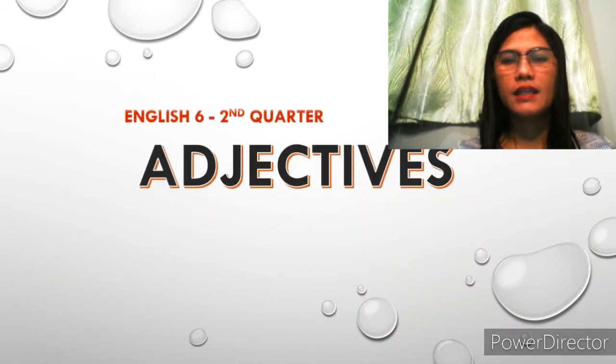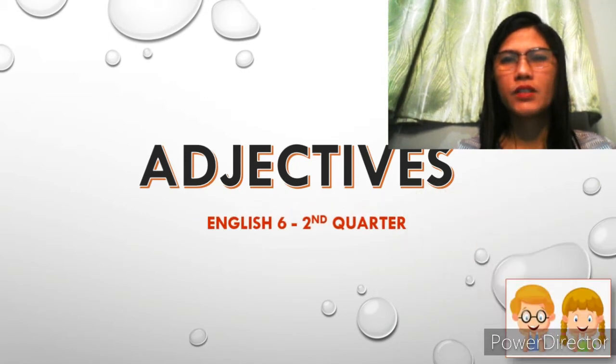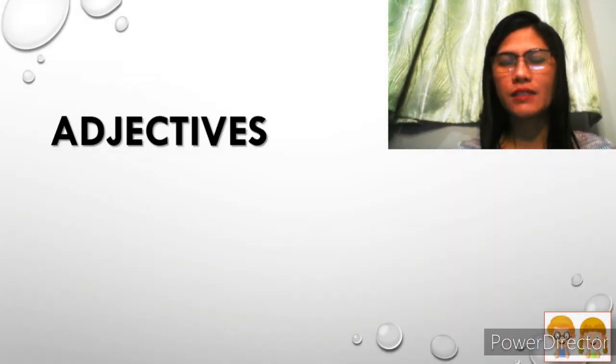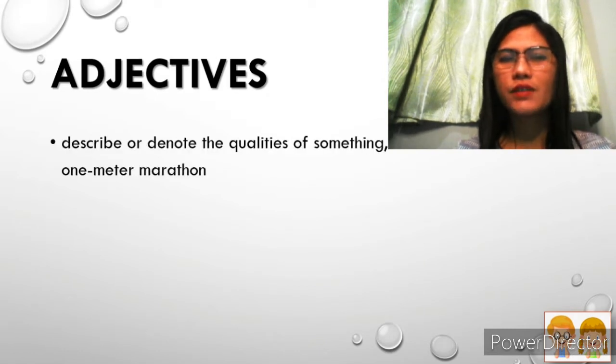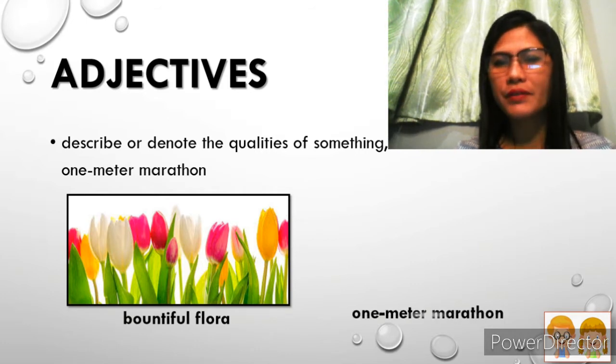Adjectives in English 6 for the second quarter. So what do we mean by adjectives? Adjectives are words that we use to describe or denote the qualities of something. Like, for example, the adjective bountiful, as in bountiful flora. We also have 1 meter, as in 1 meter marathon.